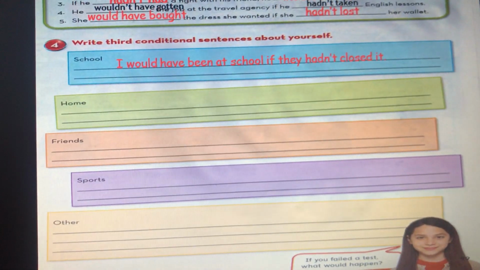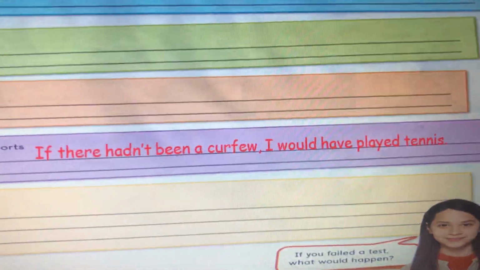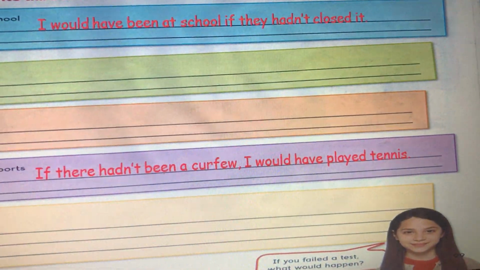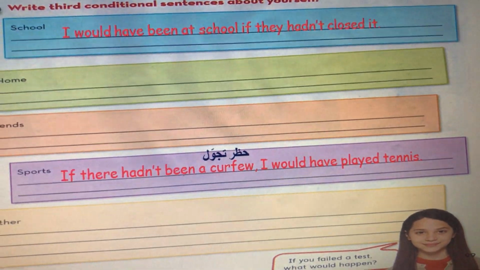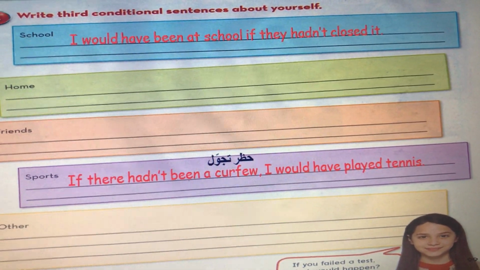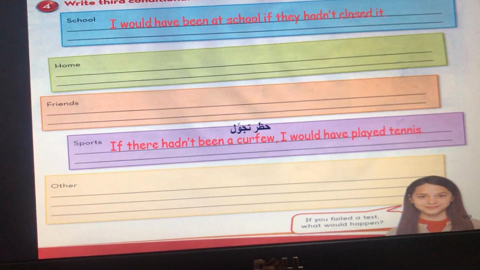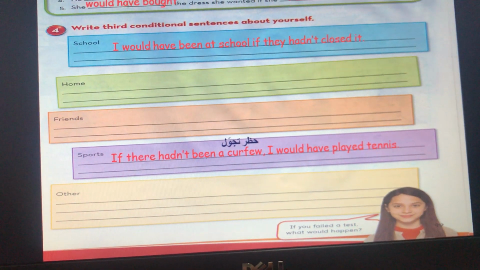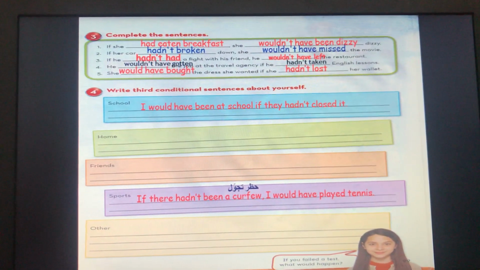Let's move to sports. If there hadn't been a curfew, I would have played tennis. Curfew means حظر تجول. Curfew. If there hadn't been a curfew, I would have played tennis. Now, I want you to write about home, about friends, and about other things. This is a homework. Let's move to the next slide. Let's move to the workbook.